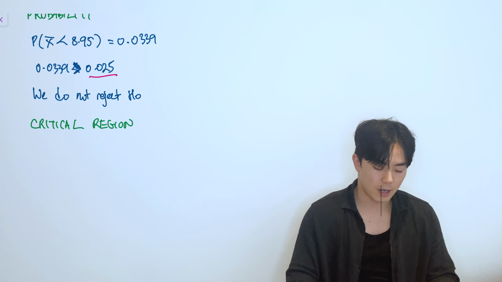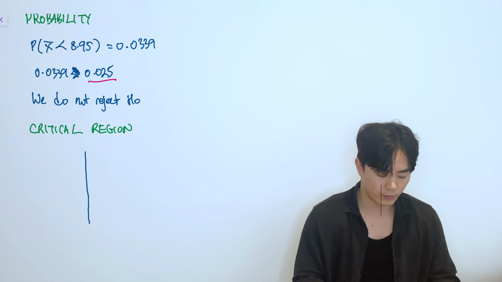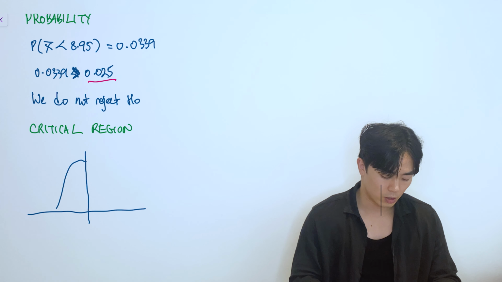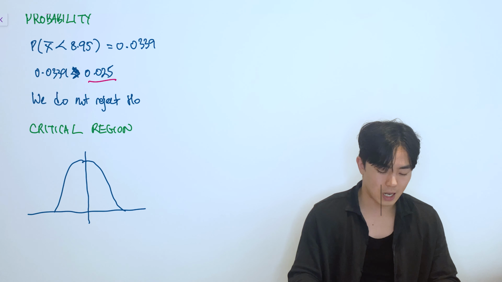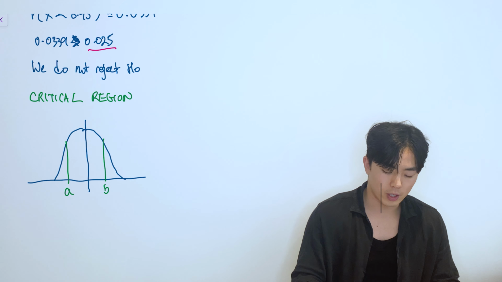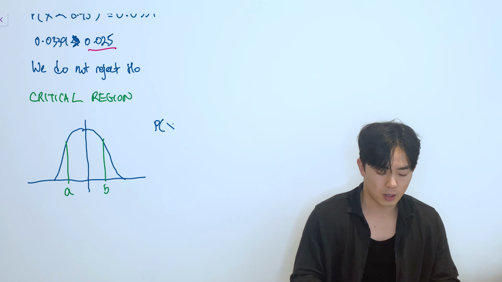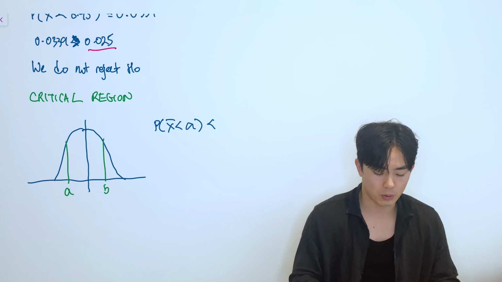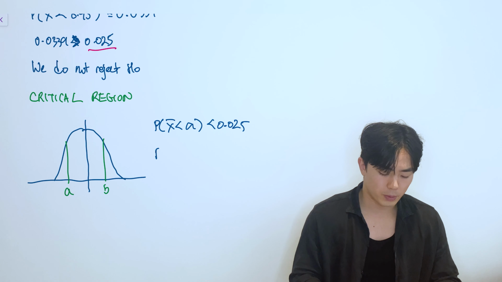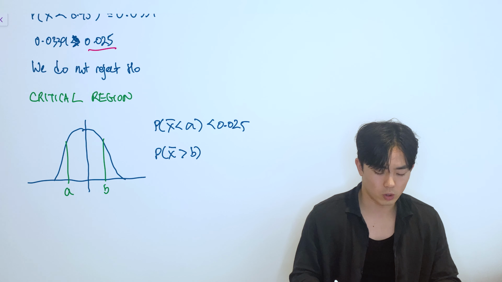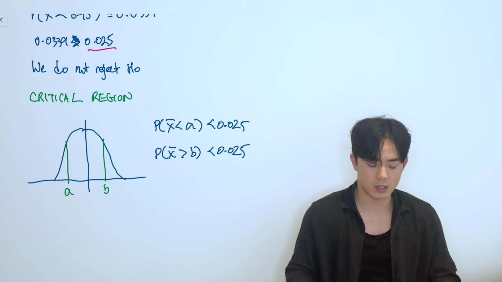Again, I'm also going to do the critical region method. So I'm going to draw my bell curve like so. Because it's a two-tailed test, we now have two sections here, right? So we have this A and this B, which we have to find. We know that the probability that x-bar is less than A should be 0.025, and the probability that x-bar is greater than B should also be 0.025, like this.